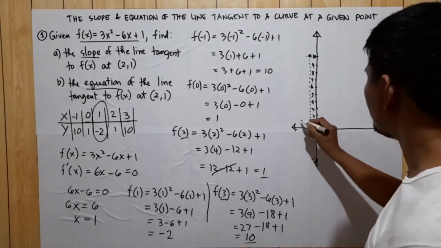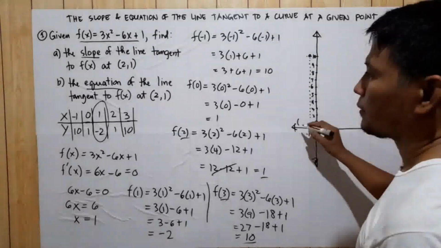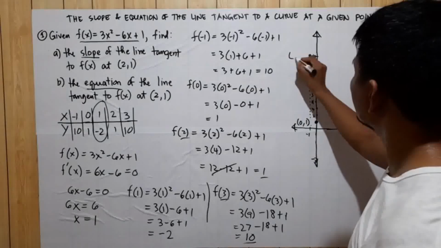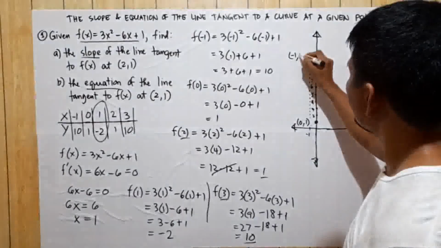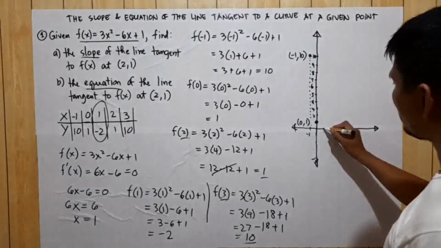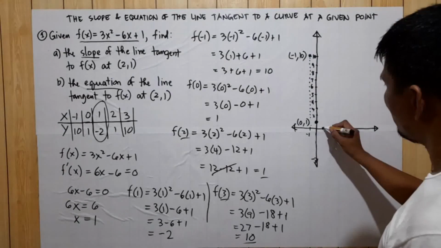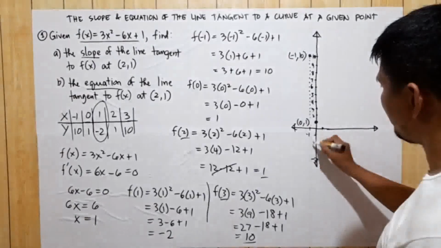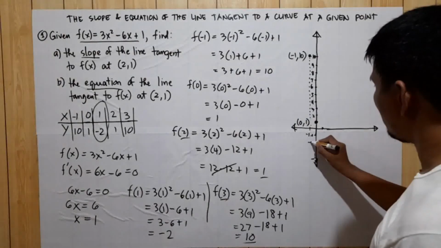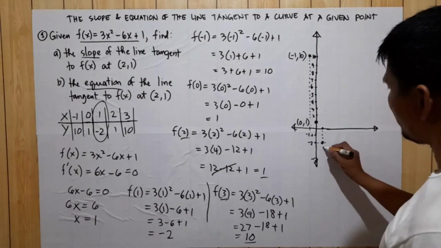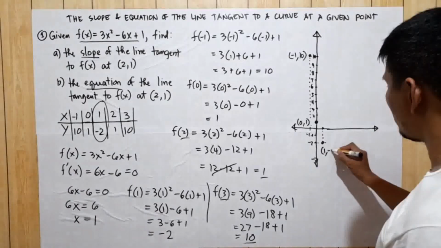So, ito po yung point na 0 and 1. Ito naman po ay negative 1, 10. Tapos, yung minimum point po natin is 1, negative 2. Nandito po. 1. Tapos, negative 2 pala. Okay, so ito po yung minimum point natin, 1 at negative 2.